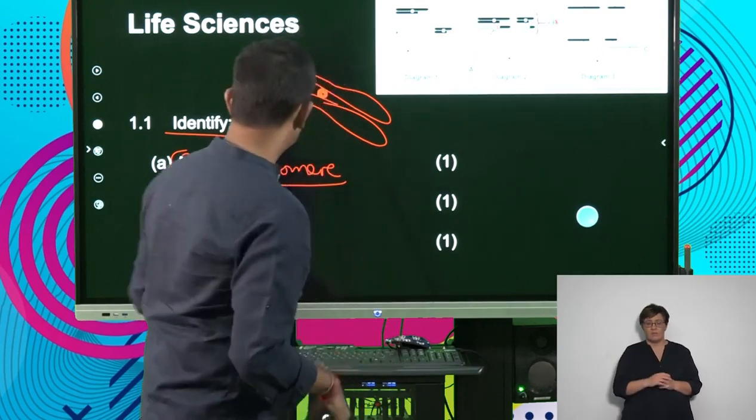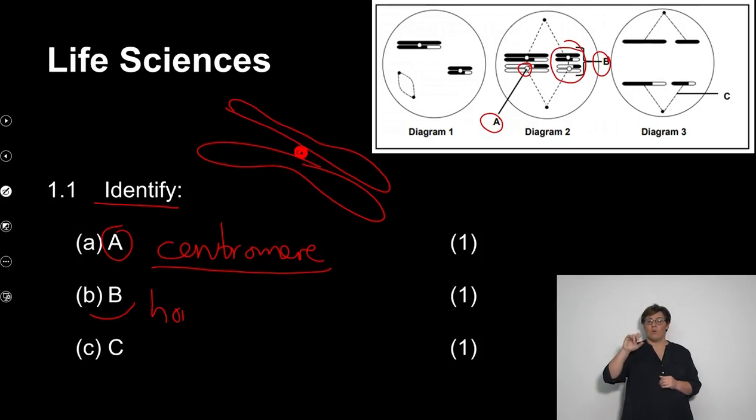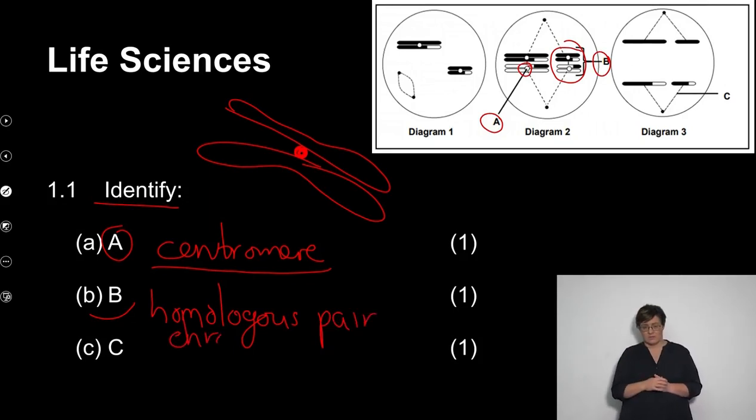So B would be a homologous pair, and that's a homologous pair of chromosomes. And so that tells us that you've recognized that they are similar and that there is a pair of them.